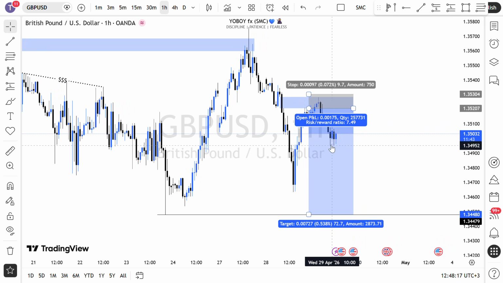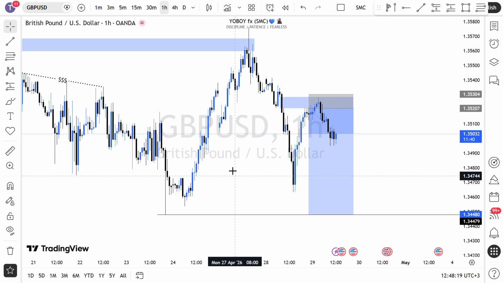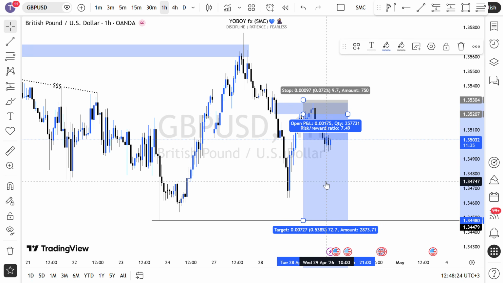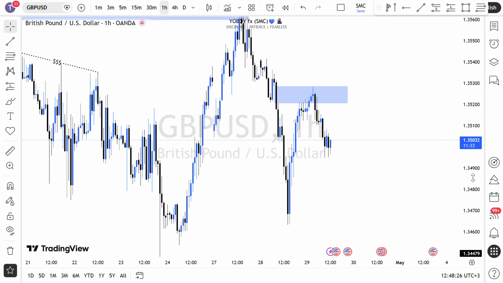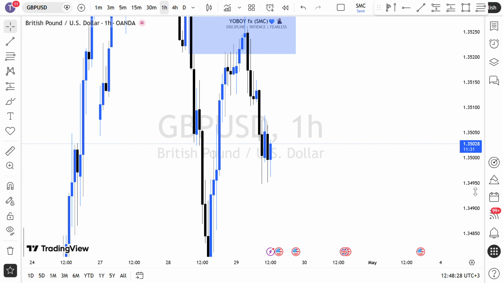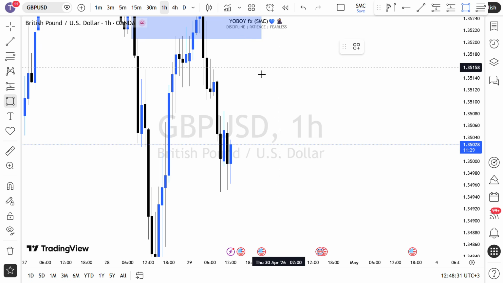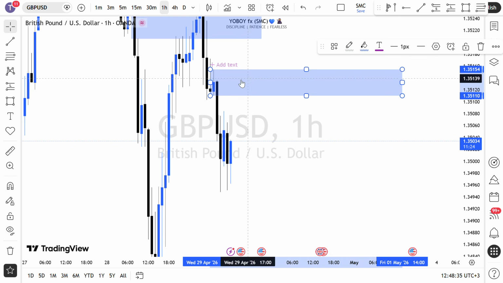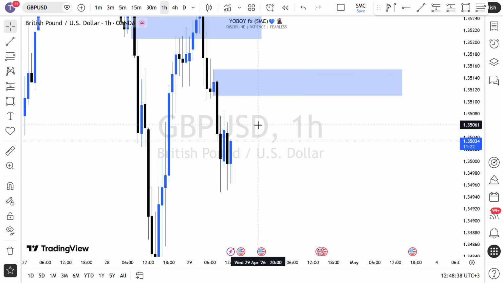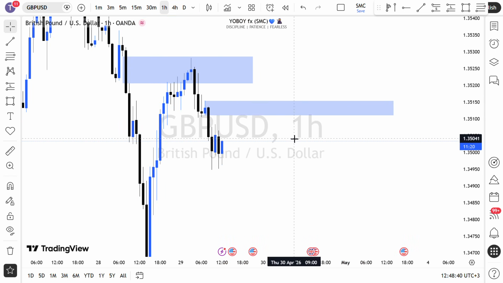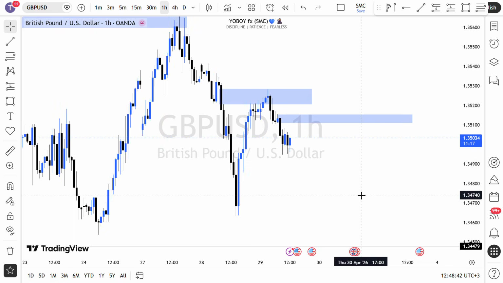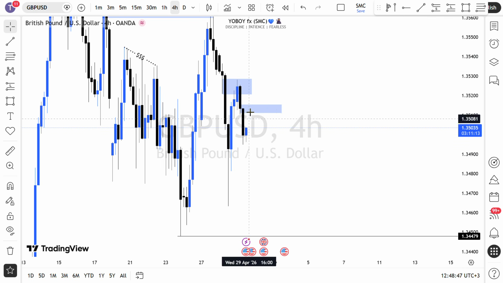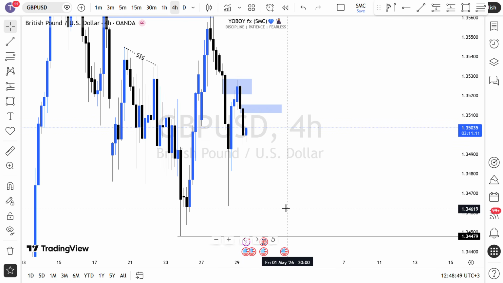And currently, I'm still waiting for price to be dropping down. And if price wants to have a pullback, I will be waiting for price to come into this area here. We have this zone, we have this order block here. So I'll be waiting for price to come into this area, and then I look to take my trades to the downside. So if you are trying to trade GBPUSD, kindly make sure you be very keen and try to take your trades from that area to the downside.